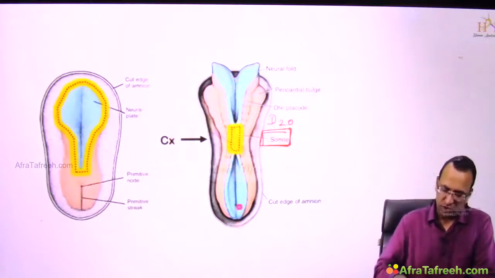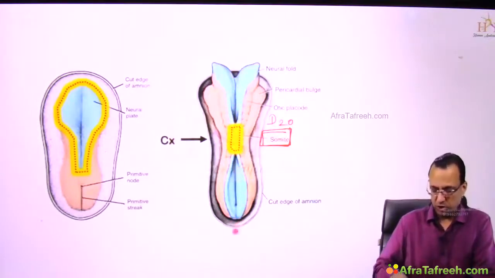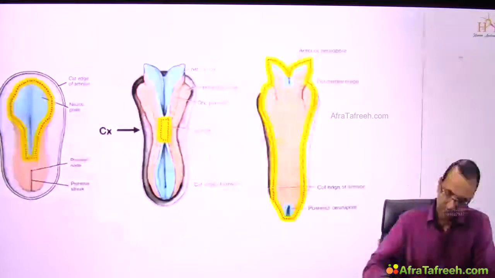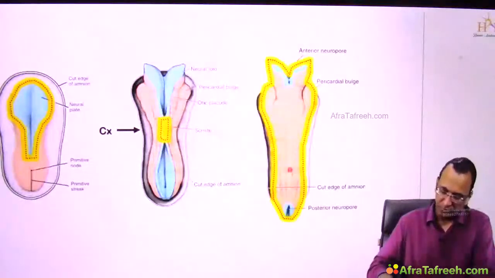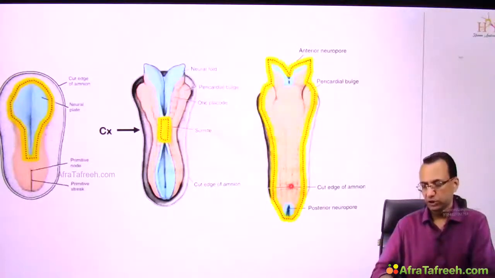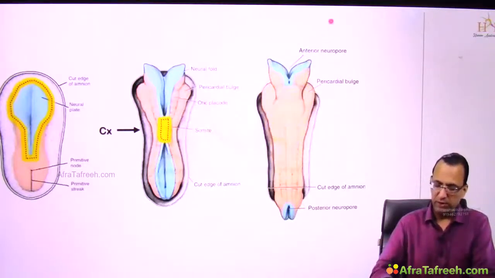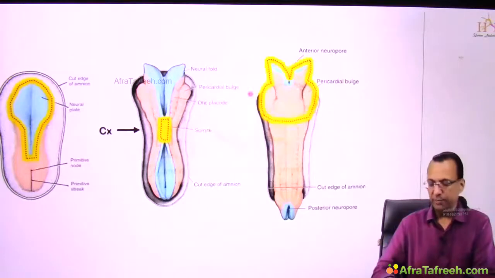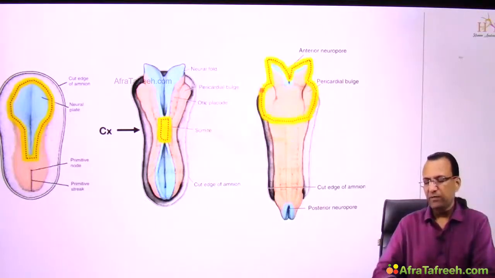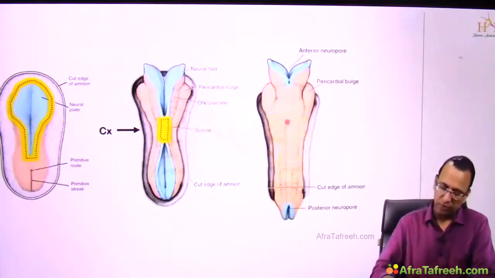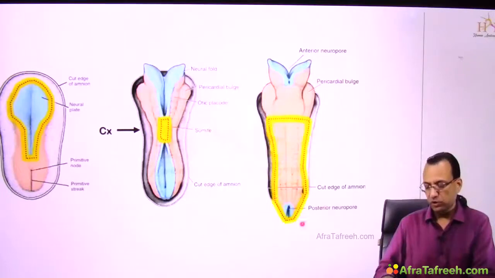So as the fusion zips up and zips down, the full tube will form. As the neural tube is forming, you will find that there are still some openings: an anterior opening and a posterior opening. We call this the anterior neuropore on the brain side. The brain will not form properly until the anterior neuropore is closed, and similarly the spinal cord will not form properly until the posterior neuropore is closed.